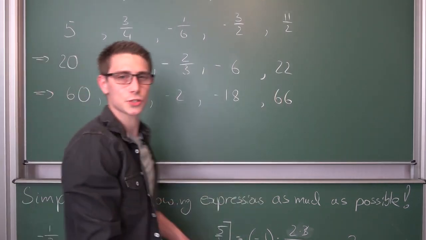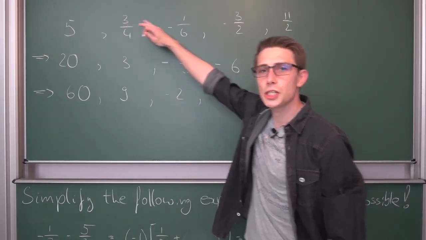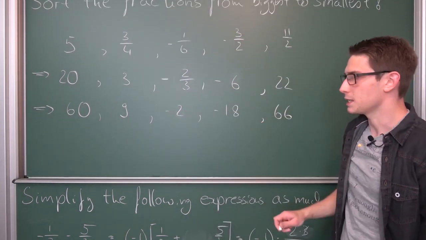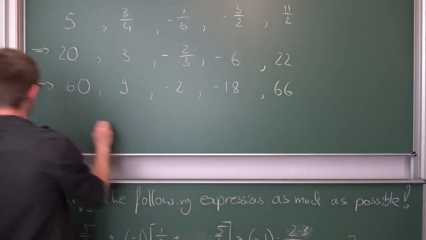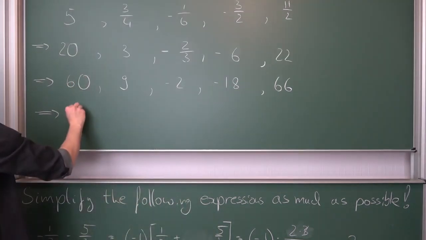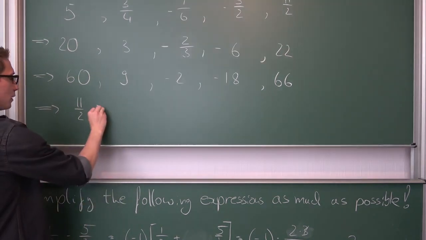Alright, now we can start sorting, and let's see which of those numbers corresponds to which up here originally, alright? So, which one is the biggest number here? Well, obviously 66 is the biggest number that we have here, meaning 66 corresponded to 11 over 2. Now, that's our biggest number.